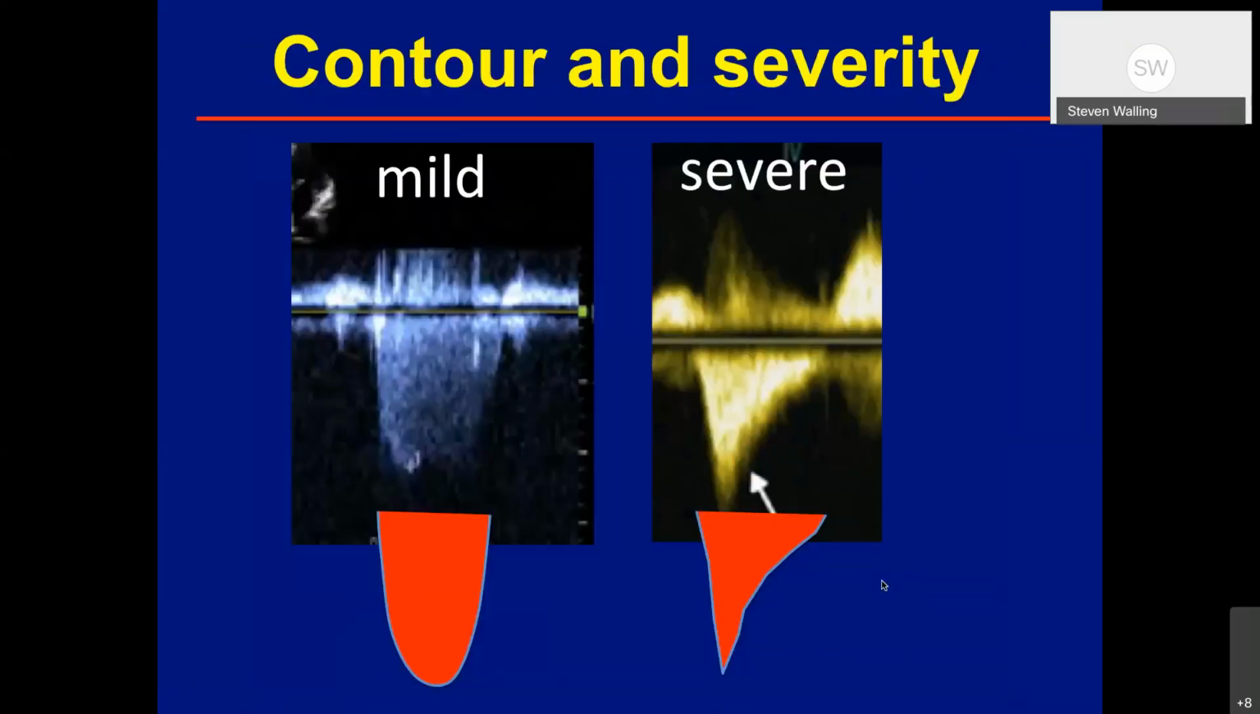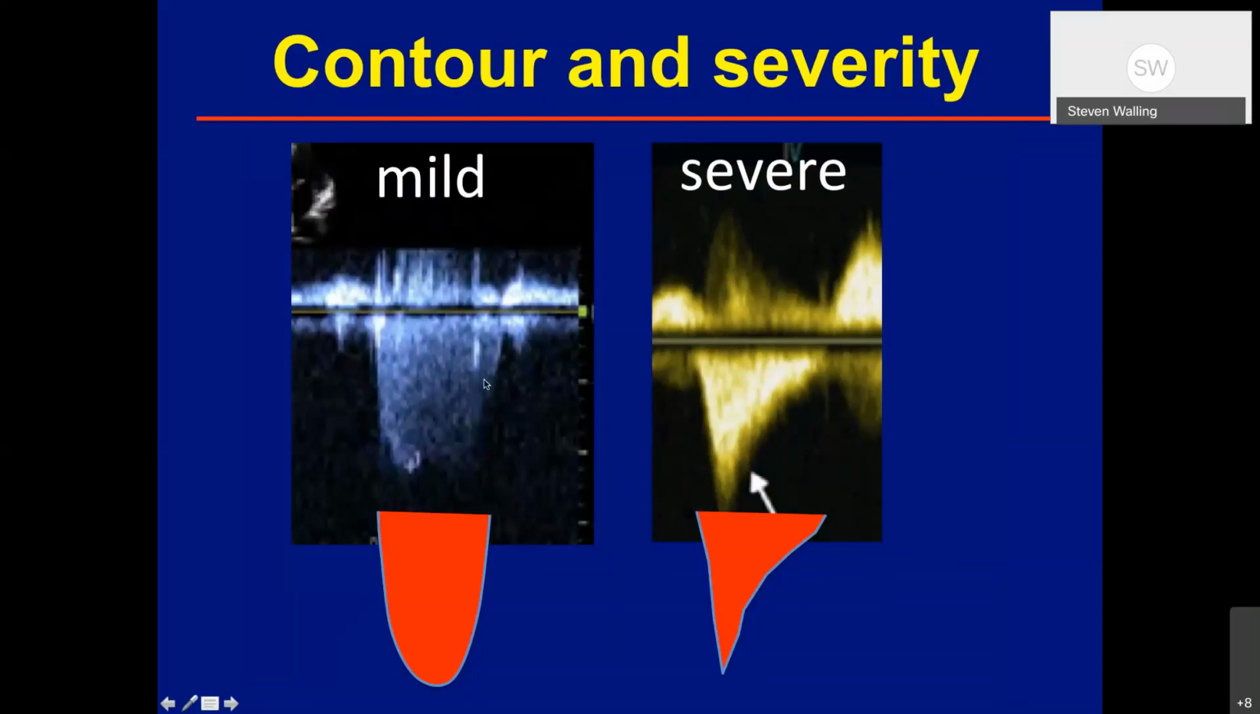Now, this is something we need to remember in the echo when we read, often in aortic stenosis. In aortic stenosis, when you see this, which is a good sign, which is not very bad. And if you see the rounded contour, this is because the valve is so small, it takes a long time to equilibrate the pressure gradient.